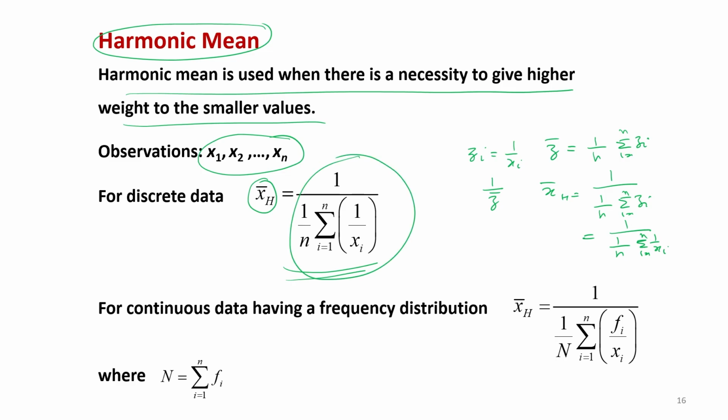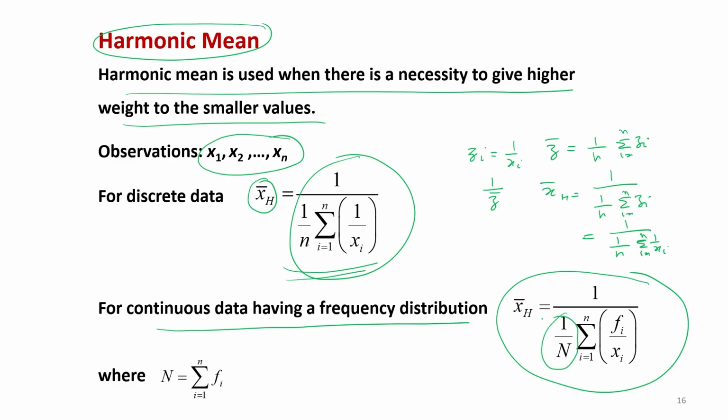And similarly, if you have continuous data which has to be first clubbed in a frequency table as grouped data using the class intervals, then in this case the harmonic mean is defined as 1 upon capital N, where capital N is the total frequency, summation i goes from 1 to small n fi, and summation i goes from 1 to n fi upon xi, right.